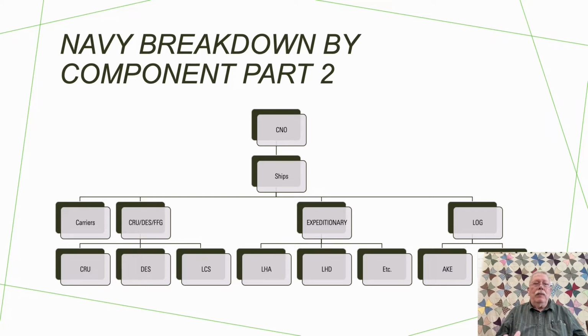To give you an example of the differential, a carrier has around 5,200 people. A cruiser or destroyer will have anywhere from 270 to 350 people. An expeditionary ship will have well over 1,000. If they have Marines on board, that can go up to 2,000. A logistics ship will have 20 to 30 Navy personnel plus civilians.